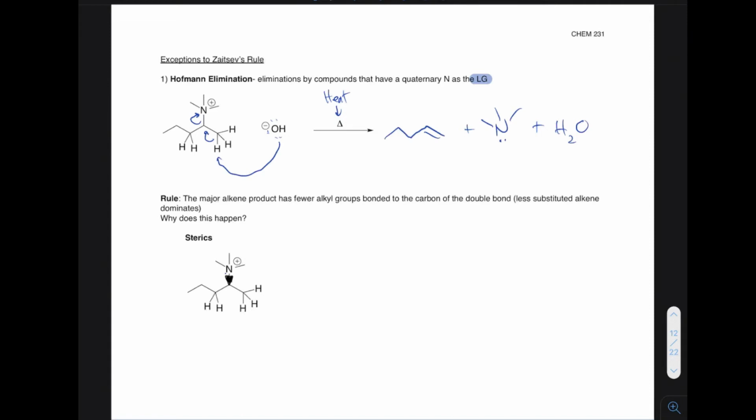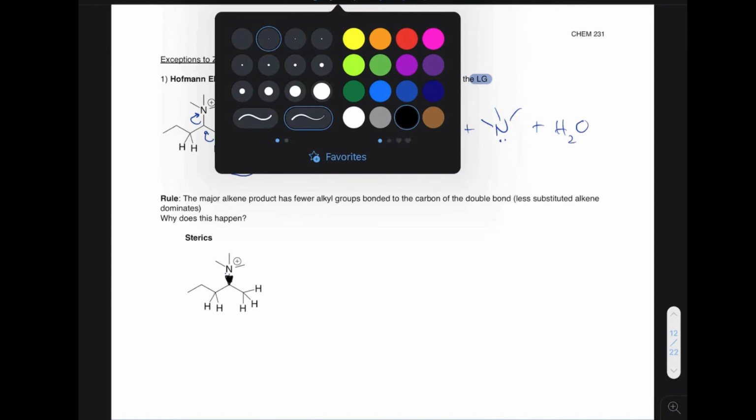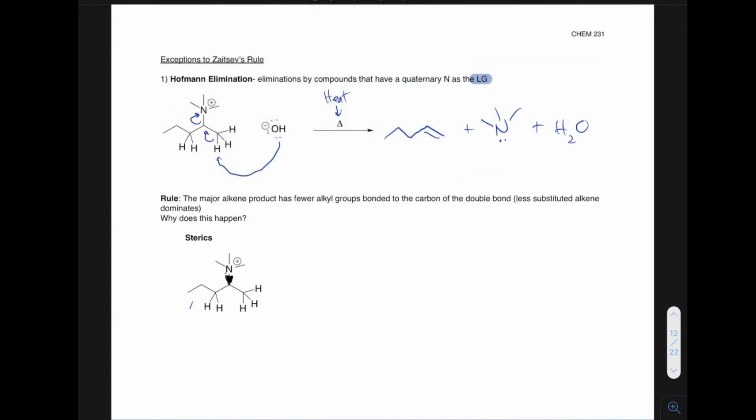Because this is a chiral carbon, we have 2 different groups on the side here, a hydrogen and this quaternary nitrogen. So let's say this is on a wedge. If we were to look down this carbon to this carbon, the Newman projection would look like this, where we have that ethyl group pointing up here, and we have our 2 hydrogens down below.